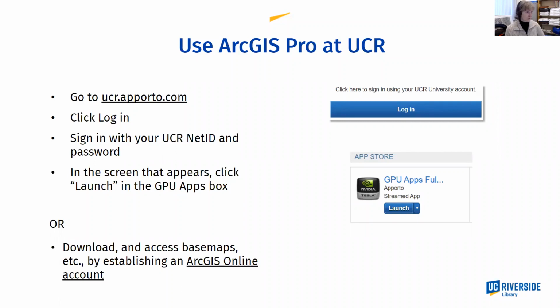So steps to access a Porto are on your screen, ucrporto.com. You log in with your NetID and password, and then you'll see a screen that gives you a few choices. And the one that you want to pick to use ArcGIS products is the GPU apps box.